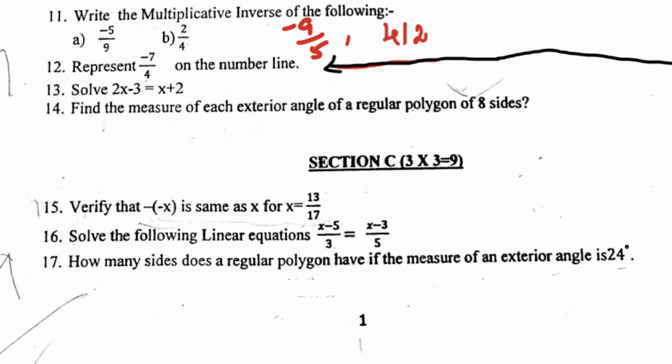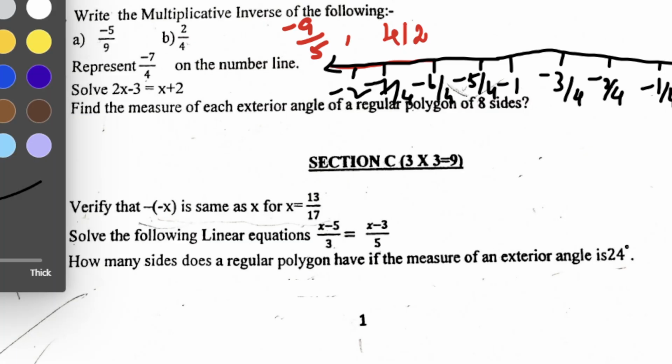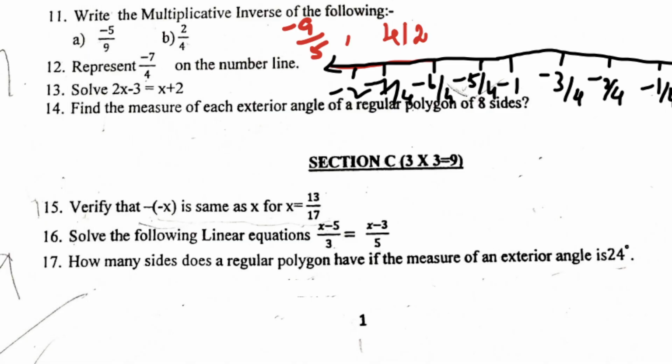Okay. 0, minus 1 by 4, minus 2 by 4, minus 3 by 4, minus 1, minus 5 by 4, minus 6 by 4, minus 7 by 4 and minus 2. So you can mark your point here at minus 7 by 4, or you can circle it also. Anything you can do. Okay, next.